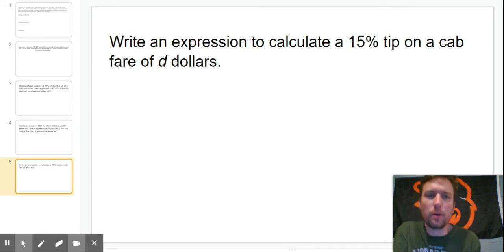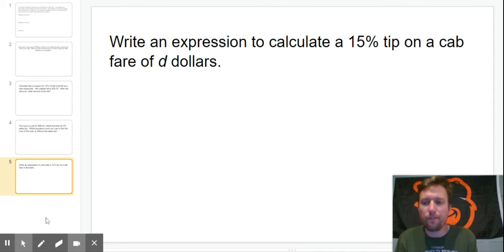So, we are looking at this problem. We're going to try to find 15% of D. D is going to be our variable. So we're going on a cab ride. We get to the end of the ride, and the cab driver or Uber driver, however you're being transported, says you owe me $5, $7, $10. There's going to be some fare. That's what's going to be represented with our variable D. Now, we want to give 15% of the fare of D. So how would we find 15% of D? How would you express that in an expression?